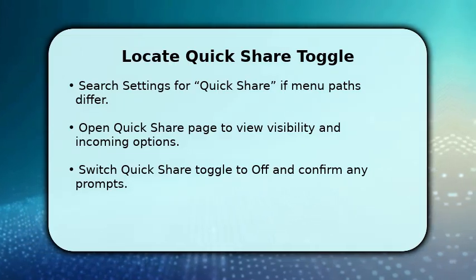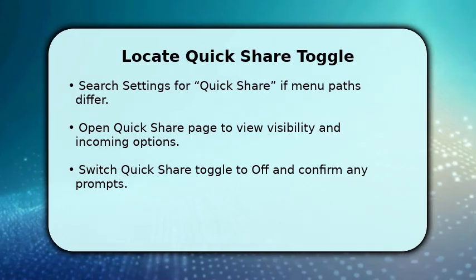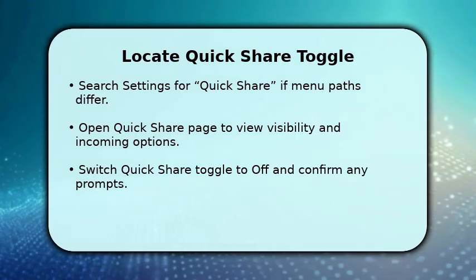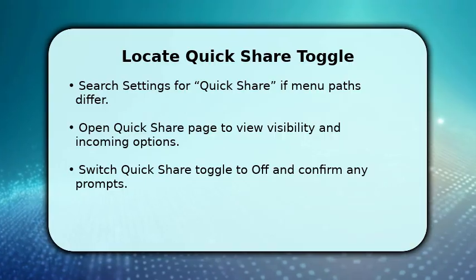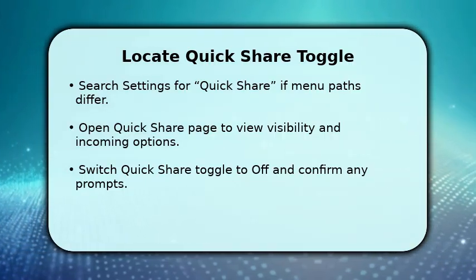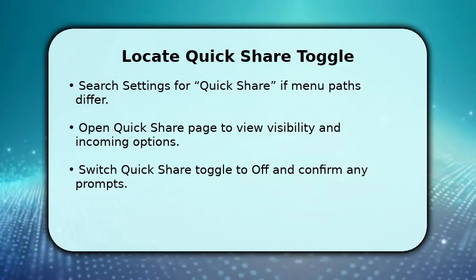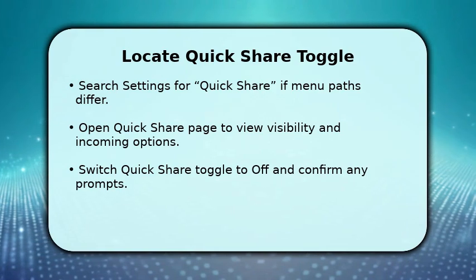You'll see the main Quick Share toggle and options for device name and who can send files. Read them briefly to know what you change. Now switch the primary Quick Share toggle to off. A single tap disables discovery and incoming transfers. Make sure to confirm any system prompt that appears. This prevents accidental sharing and restores normal behavior immediately.